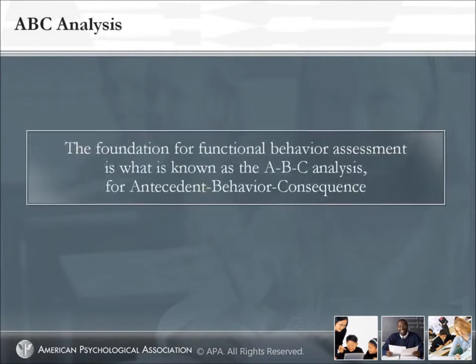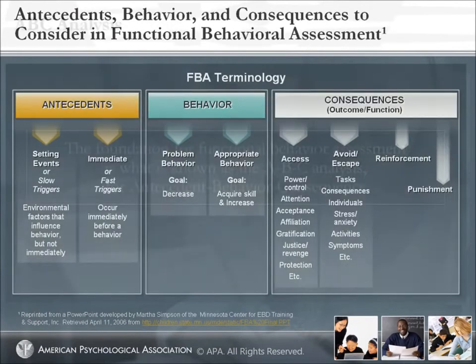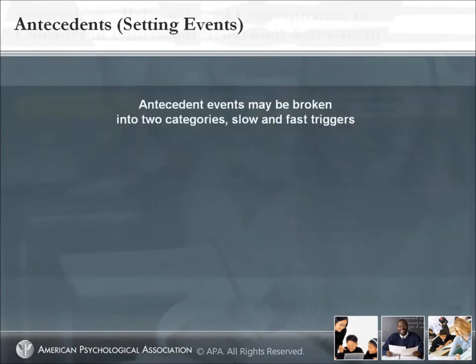ABC analysis. The foundation for functional behavior assessment is what is known as the ABC analysis, for antecedent, behavior, consequence. Antecedents are also known as setting events, while the consequences that maintain the behavior are often spoken of in terms of the function of behavior. Antecedents, setting events. In FBA, when and where the behavior occurs and does not occur is very important.